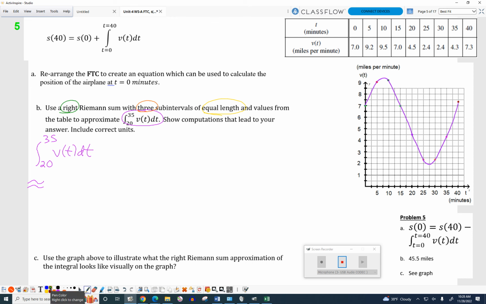A bracket from 20 to 25. 2 points for Connor. Anna, where's the next bracket? From 25 to 30. 2 points for Anna. And Stella, where's the last bracket? 30 to 35. So now we've covered the time period they specified. We've gone from 20 to 35. We have our 3 subintervals. They are of equal length. Everything's looking great. Questions?